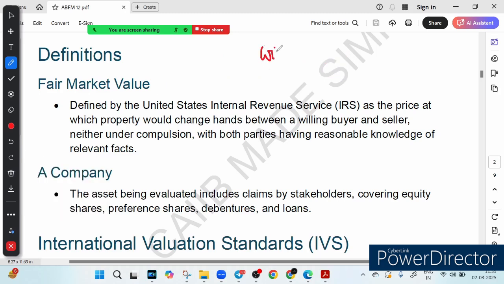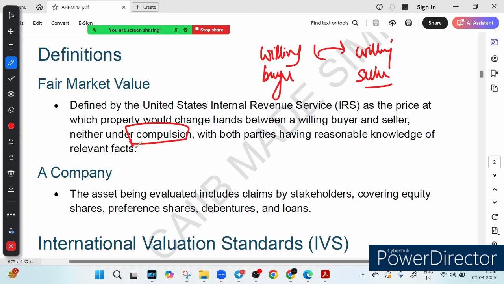So on one side, there is a willing buyer, and on the other side, there is a willing seller, right? So basically fair market value is the price at which a company or asset would change hands between a willing buyer and a willing seller. So neither is forced to buy or sell. No one is forced, without any compulsion. Both have all necessary information, that is reasonable knowledge: the buyer has the information and the seller also has the information, and the deal happens under normal market conditions.